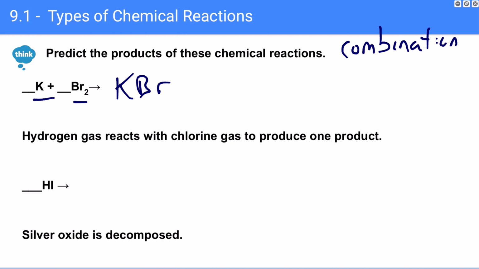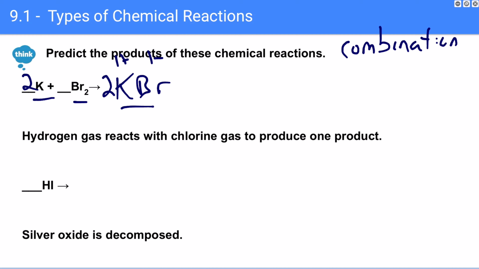Now we just need to make sure we've written our products correctly. So check your charges, 1+, 1-, so we're good there. And the last step is to go back and balance it. So 2 Brs on the left side, 1 on the right, 2 goes in front of KBr, and a 2 goes in front of K. So again, identifying the type is the very first step. Predict the products based off of the type, but do not carry over subscripts unless it is a polyatomic ion. Check your charges, then go back and balance.